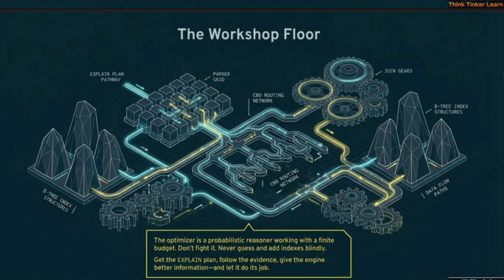To wrap up, the optimizer is a probabilistic reasoner with a finite budget. Don't fight it. Give it better information through clean predicates and fresh statistics.